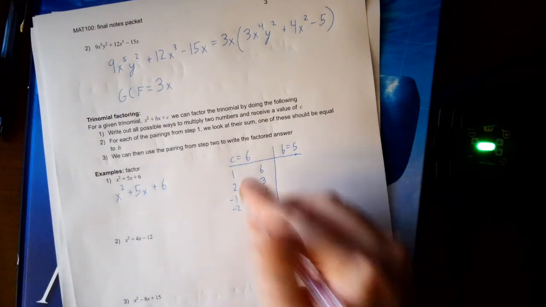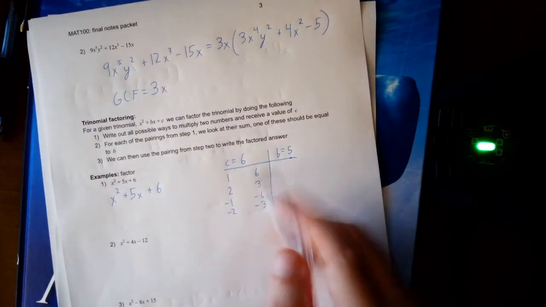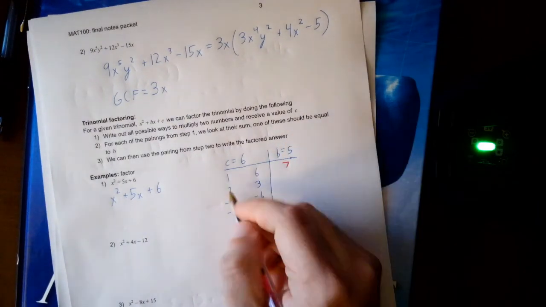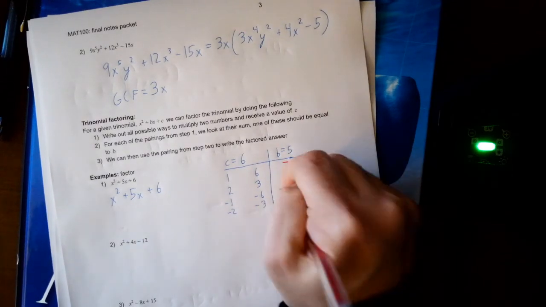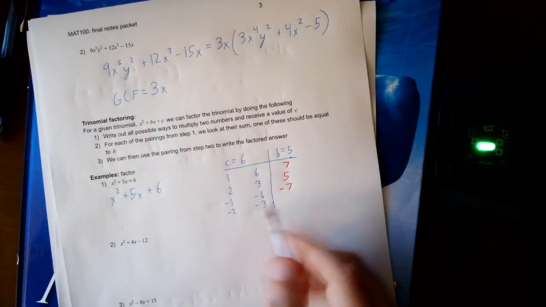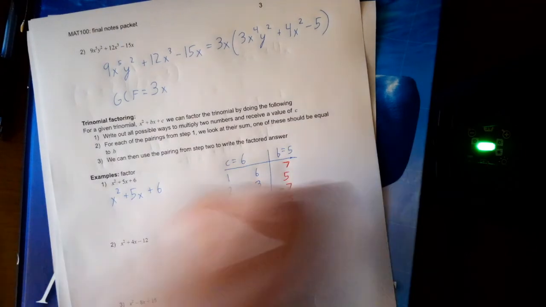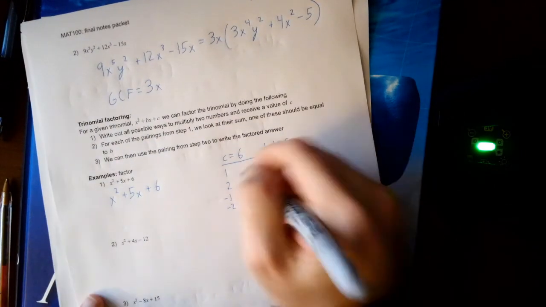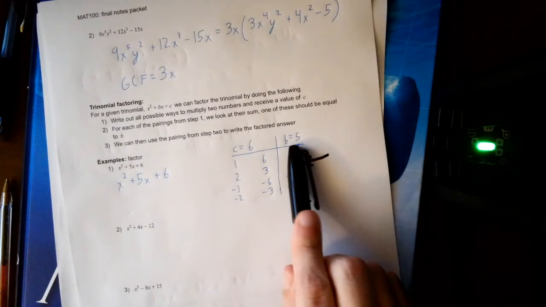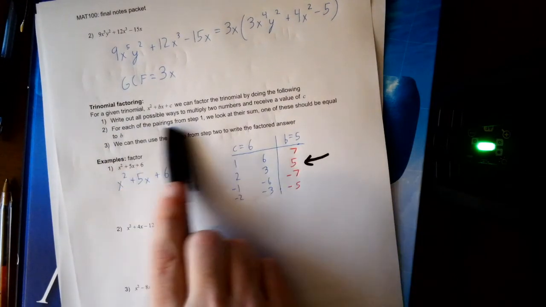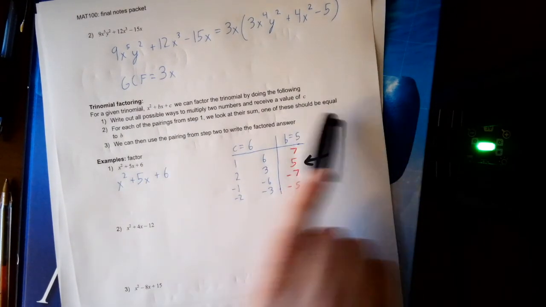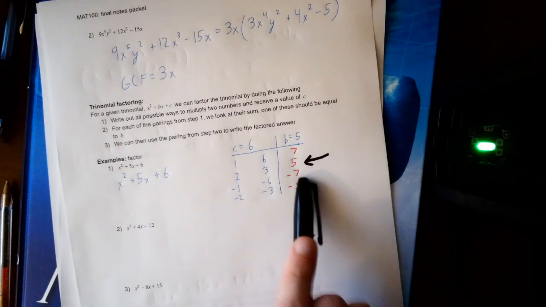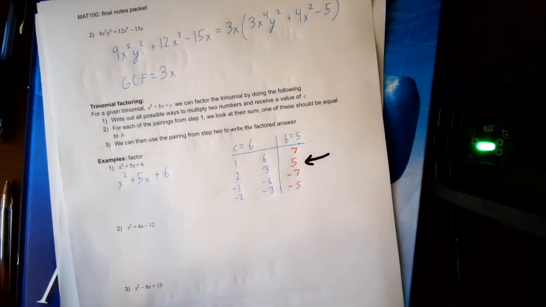Now, I add these factors. 1 plus 6 is 7, 2 plus 3 is 5, negative 1 plus negative 6 is negative 7, and negative 2 plus negative 3 is negative 5. Now, right here, I got my answer. I got b equals 5. For each of the pairings from step 1, these are the step 1 pairings, right? The ways to multiply c. One of them should be equal to b, this one. We can use that to write the answer.